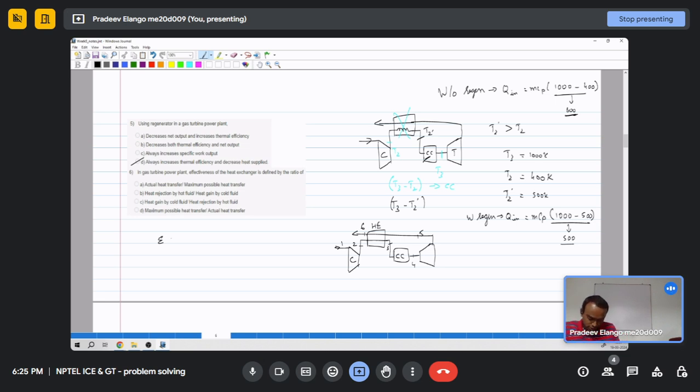So the effectiveness of the heat exchanger is actual heat transfer by maximum heat transfer possible. The actual heat transfer is H5 minus H6, and the maximum heat transfer is when H6 has become the temperature of state 2. So that is H5 minus H2.